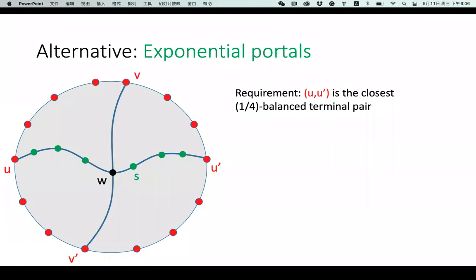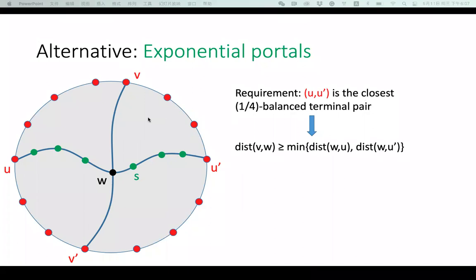Okay, so why is this requirement sufficient for us? Let's look at some top-down terminal pair. Let's say V is the terminal that lies on the top segment, and V prime is the terminal that lies on the bottom segment. This blue path is the shortest path connecting V to V prime in the original graph, and it intersects the U U prime shortest path at a single vertex W. We can first show that the distance between V and U is at least either the U prime W distance or the U W distance.